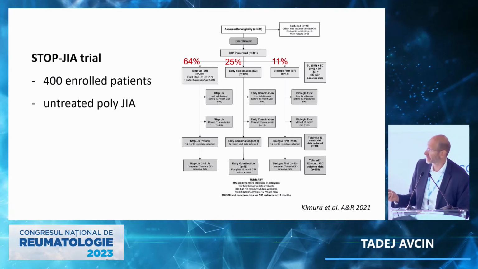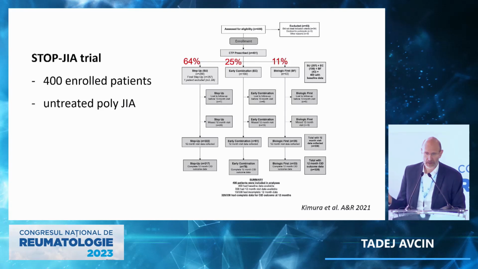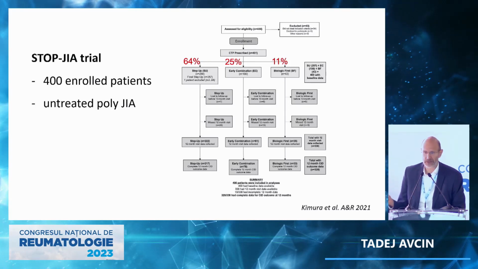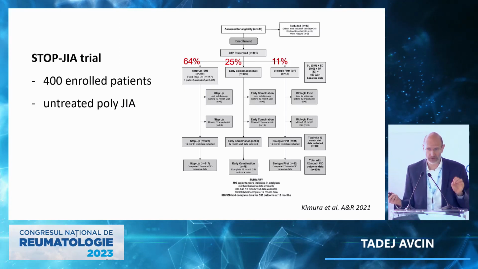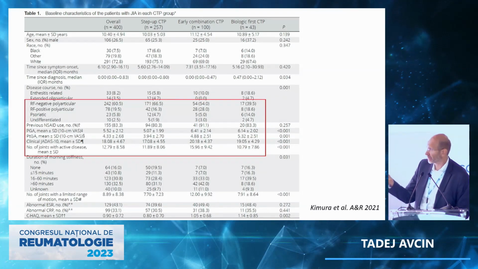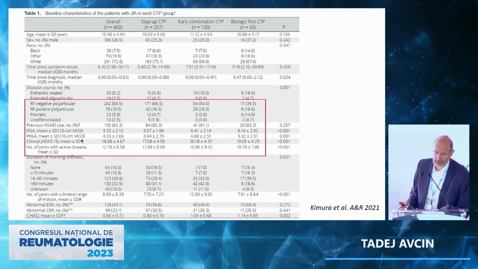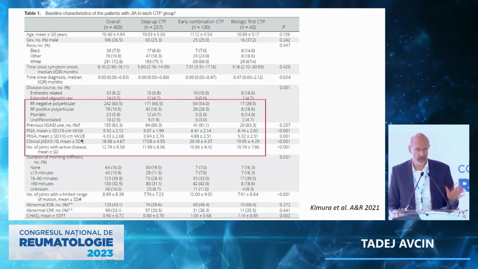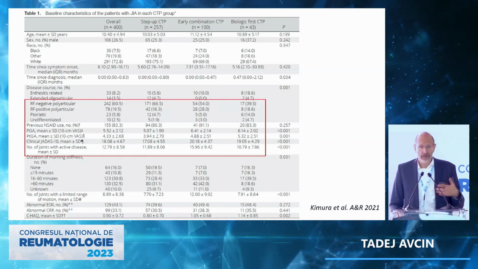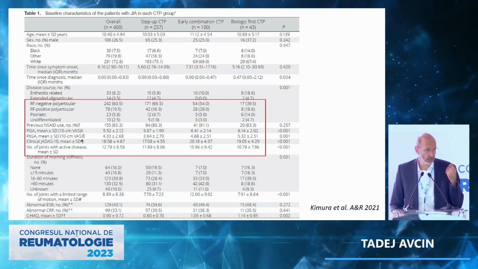You can see that the step-up approach was used in 64% of patients, early combination in 25% of patients, and biologic first as monotherapy in 11% of patients. I don't have a pointer, but the 4th and 5th columns are those patients with early combination and biologic first. They had more active joints at the beginning, particularly patients that were using combination.